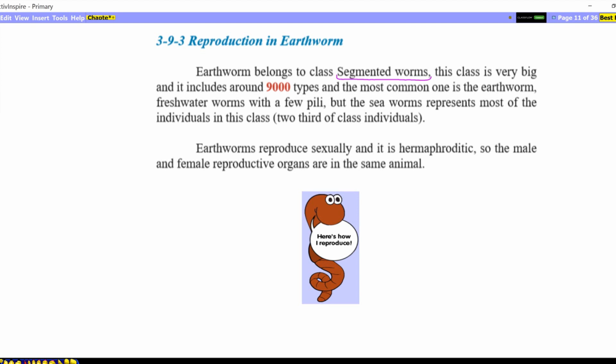Earthworm reproduce sexually and it's hermaphroditic. Hermaphroditic means the one unique organism has male and female reproductive organs.